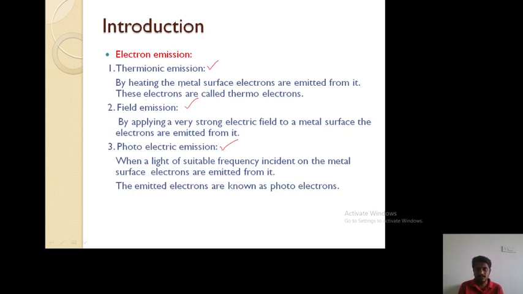First one is thermionic emission. By heating the metal surface, electrons are emitted from it.